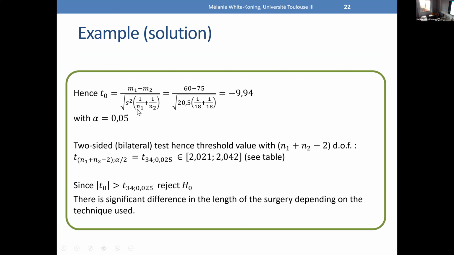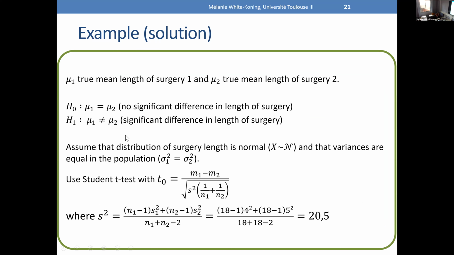So is everyone okay with that calculation? And so then how do we decide whether or not we reject the null hypothesis? We have to find the threshold. So here, do we have a unilateral or a bilateral alternative hypothesis? We said bilateral. We just said there is a significant difference in the length of surgery. We just said there's a difference.